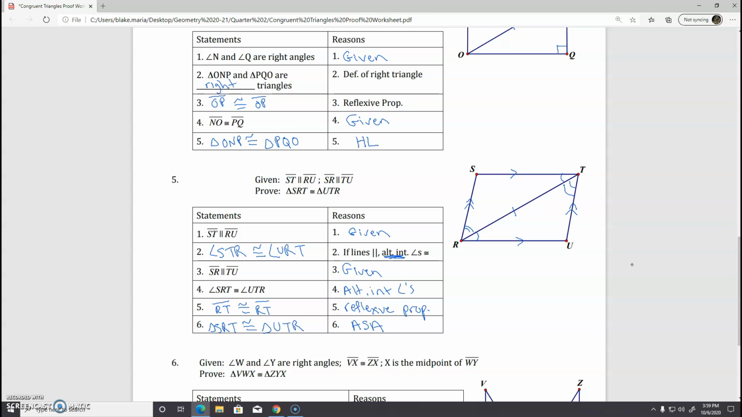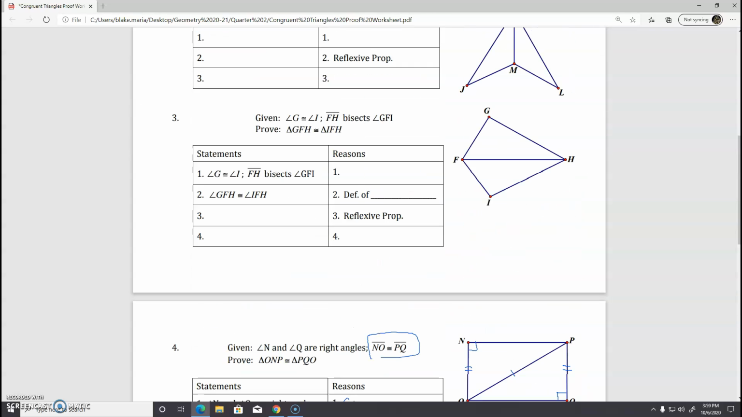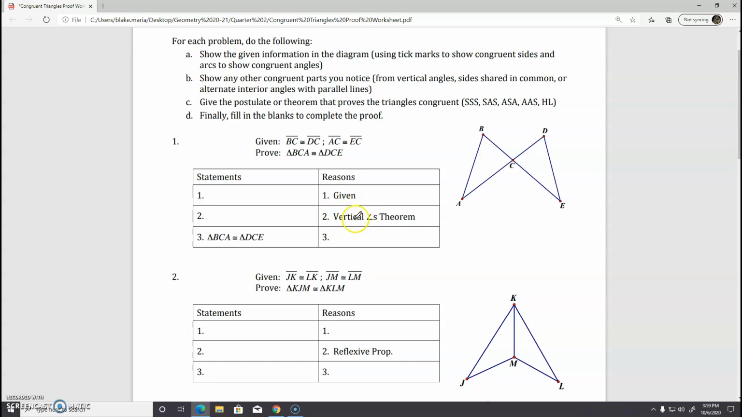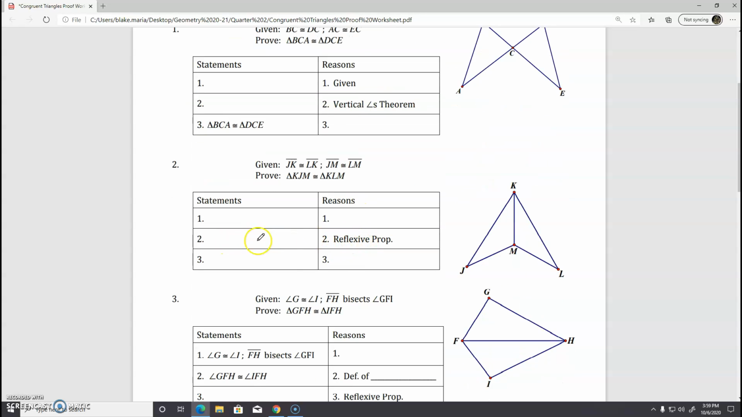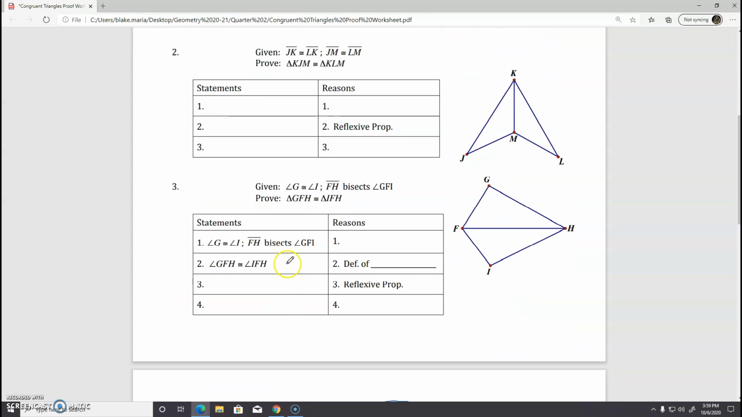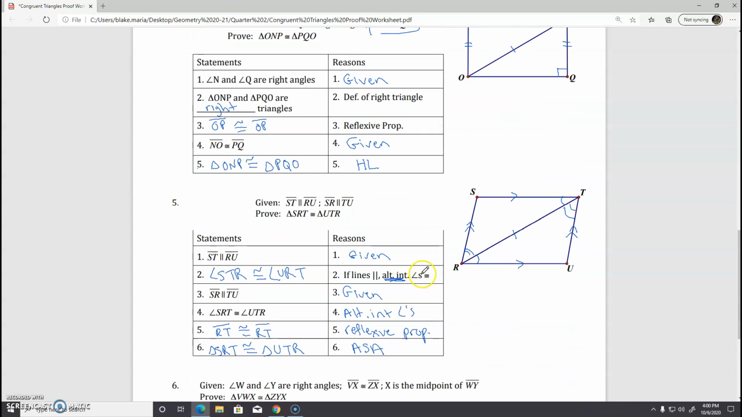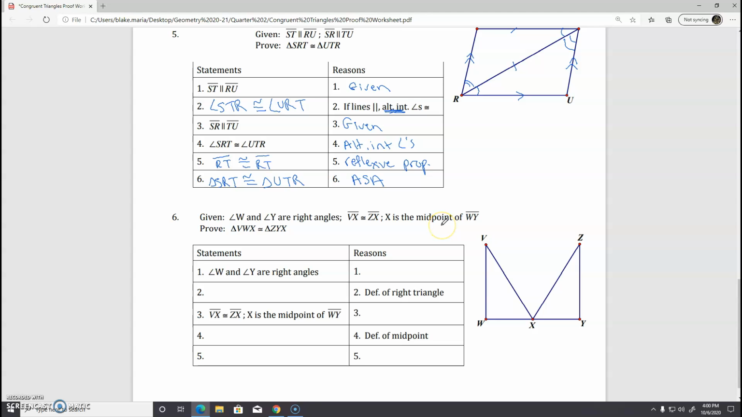So you're actually going to finish up these problems. So you got 4 more to do on your own. Again, follow the process. When you see vertical angles, you know you're going to be telling me 2 vertical angles are equal. That's what vertical angles theorem is. When you see that reflexive property, you're going to be telling me something equals itself. When you see the word bisects, you're going to be telling me 2 things are equal. If they're bisected, you have 2 equal pieces. Same thing with midpoint. When you see midpoint, 2 equal pieces.